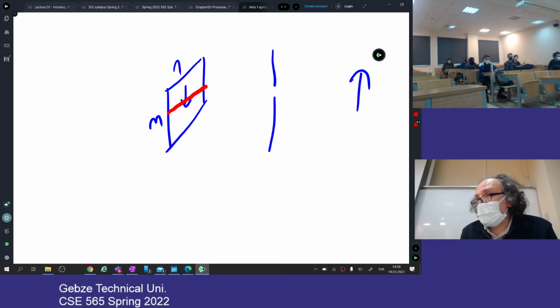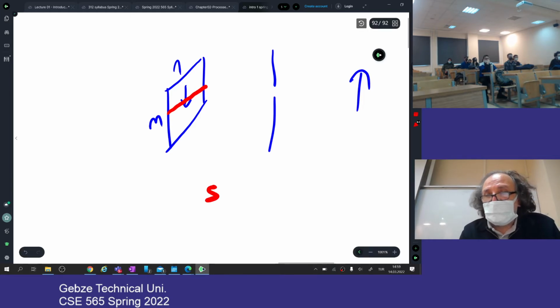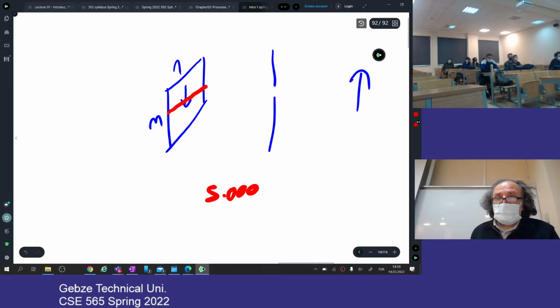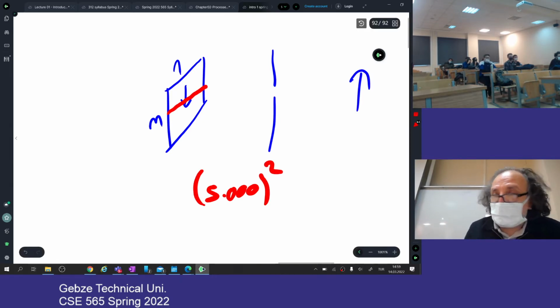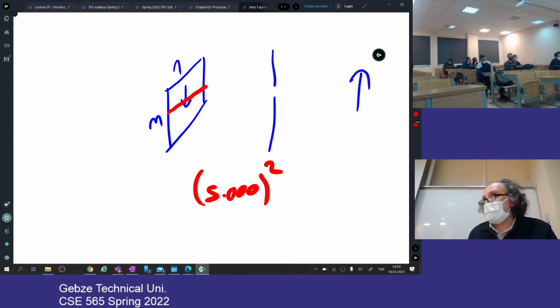Could it be the cost? Which one do you think is least expensive? A one-dimensional camera or a two-dimensional camera? One of them has 5,000 light-sensitive transistors. The other one has this many transistors. Which one is expensive? Of course, the two-dimensional is more expensive, okay?